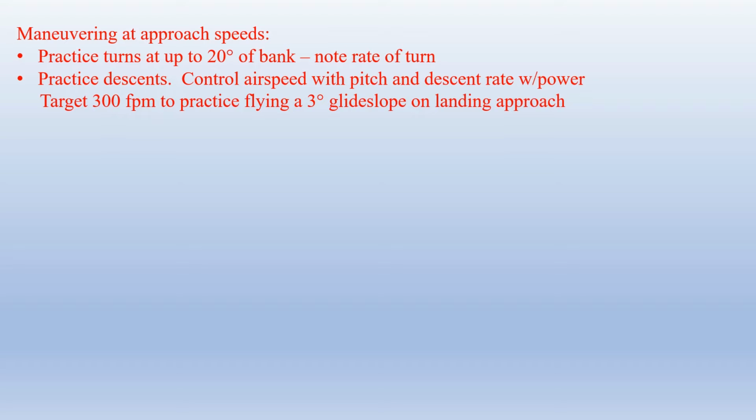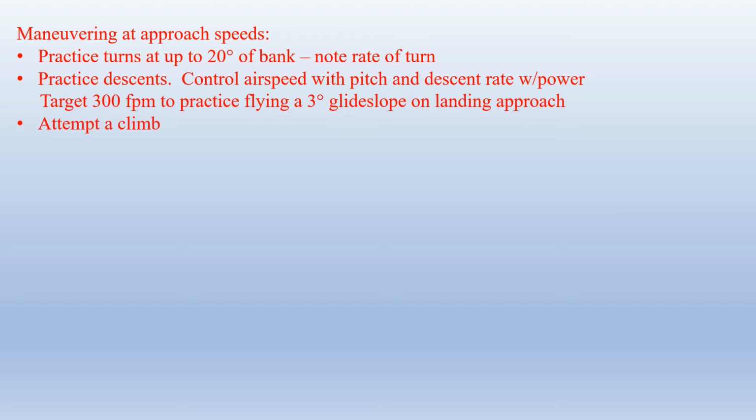Anytime you fly a 3-degree glide slope, a good rule of thumb is that you want to fly about half of what your airspeed is and then add a 0. So if we're flying 60 knots, half of 60 is 30. Add a 0, you get 300. You want 300 feet per minute to stay on that glide slope.